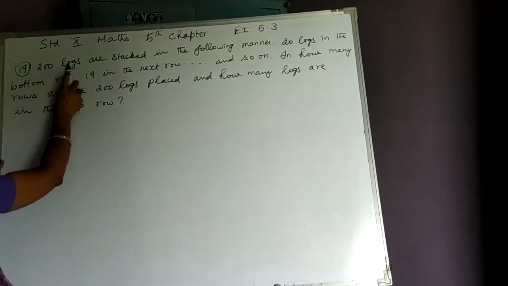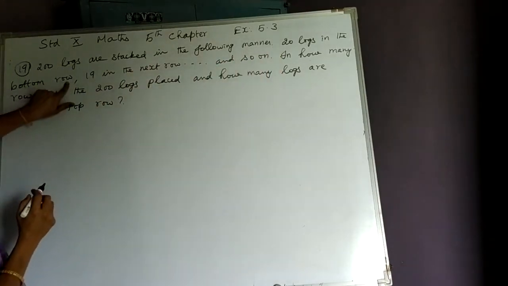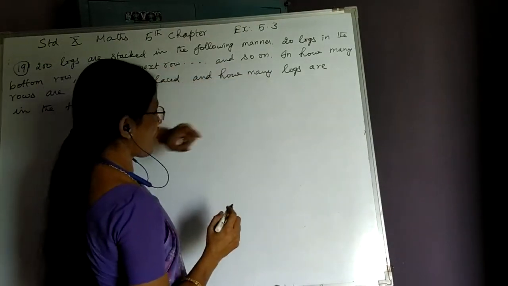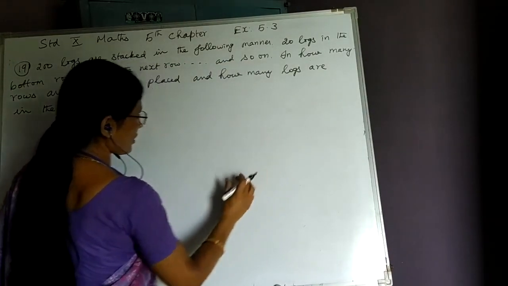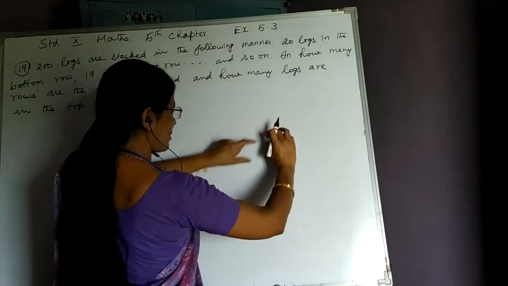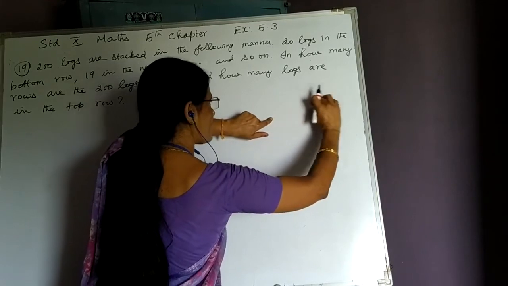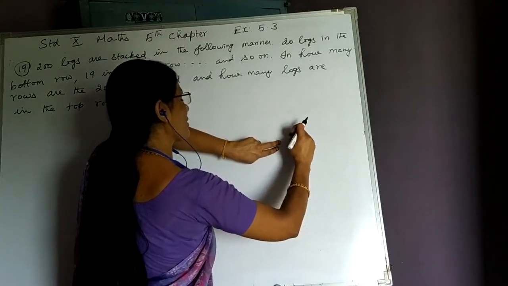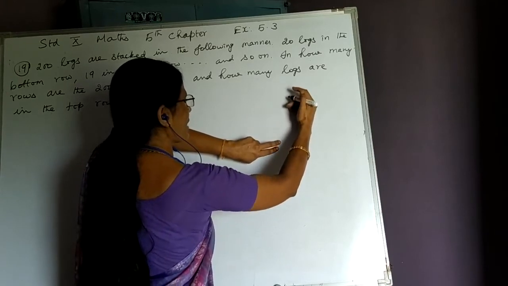Nineteenth sum. 200 logs are stacked in the following manner. 20 logs in the bottom row, 19 in the next row, 18 in the next row, and so on. You know what are logs, right? Wooden blocks. They are arranged. So when we do arrangements, when we keep the logs, first we start with the bottom row and then its top row and then its top row, it goes on. So first term is the bottom row. Second is one row top of this bottom, like that it goes.